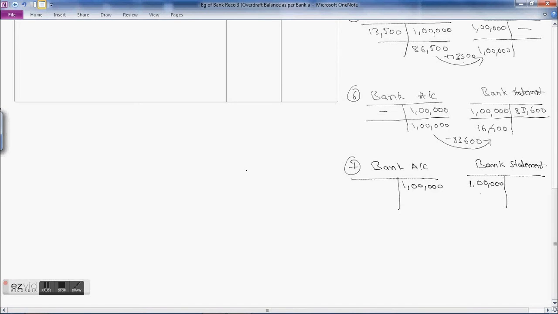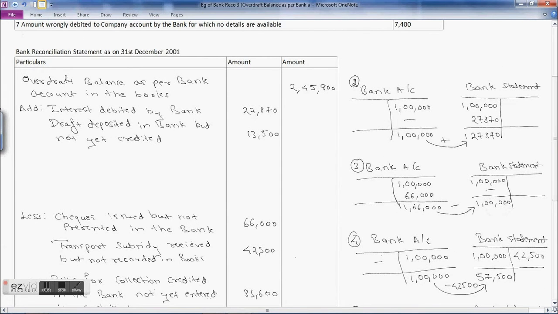Now what has happened? It has been wrongly debited by the bank. So 7,000. But since it's a wrong entry, it is not recorded in our books of account. So what is the net impact in books of account? This is 1 lakh. This is 107,400. So plus 7,400.